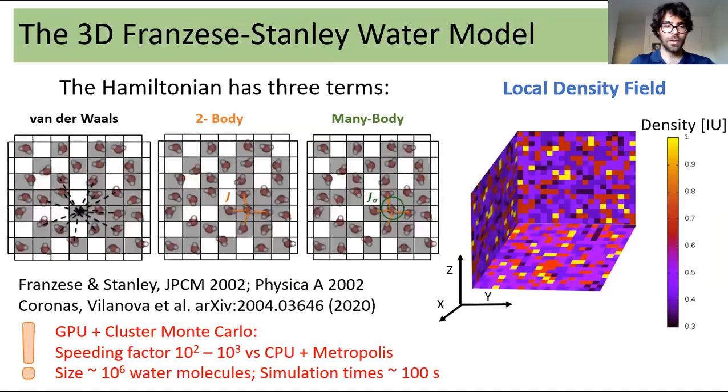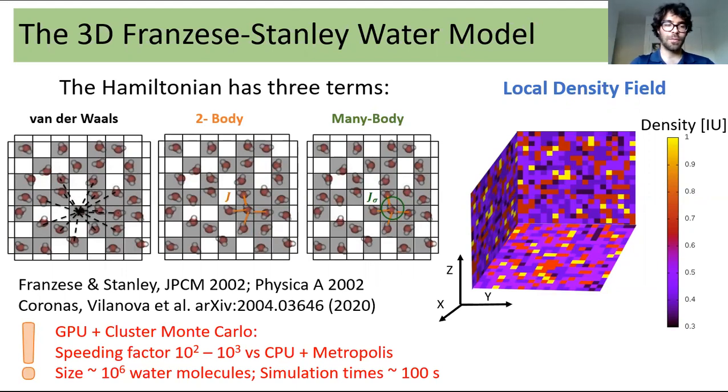So first, here I present the three-dimensional coarse-grained Franzese-Water model. Here, first we coarse-grain the positions of the molecules. So we keep the average distance between the molecules and not its exact position in the system. And the Hamiltonian has 3 terms.